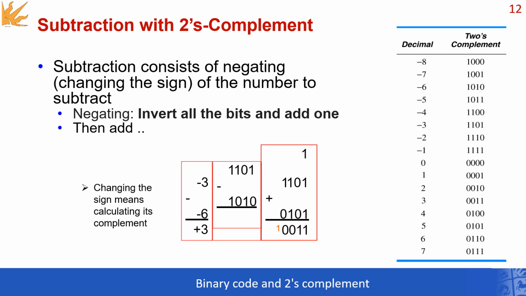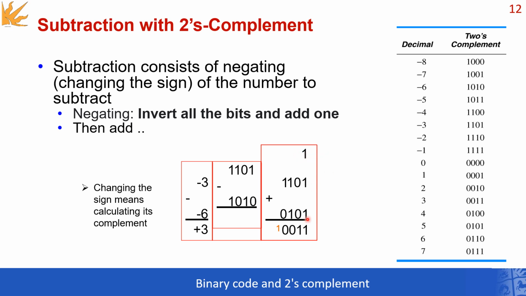Now let's see what happens when you try to do subtraction. The subtraction is a very easy process with 2's complement. What you need to do is simply take the number you want to subtract, in our example that is -6, and negate it. The process of negating a number in 2's complement is very easy. You just take the bits as they are here. Now, we found these bits from this table. You just flip each and every bit, and then you add 1.